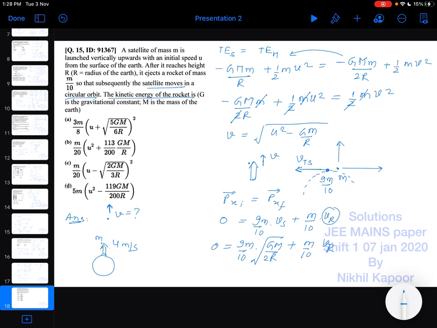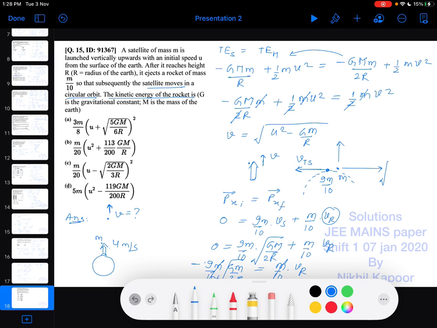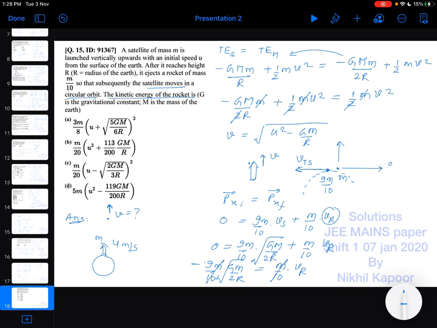So the velocity of the rocket would be, so this will come on this side, that becomes minus 9m by 10 under root GM upon 2r equal to m by 10 into velocity of rocket. So m by 10 and m by 10 will get cancelled out, and the negative sign indicates only that the rocket is having a velocity in the opposite tangential direction, which is 9 under root GM upon 2r, while the rocket is also having this kind of velocity here. Again, by conservation of momentum along y direction, we can find that velocity of the rocket, this one.